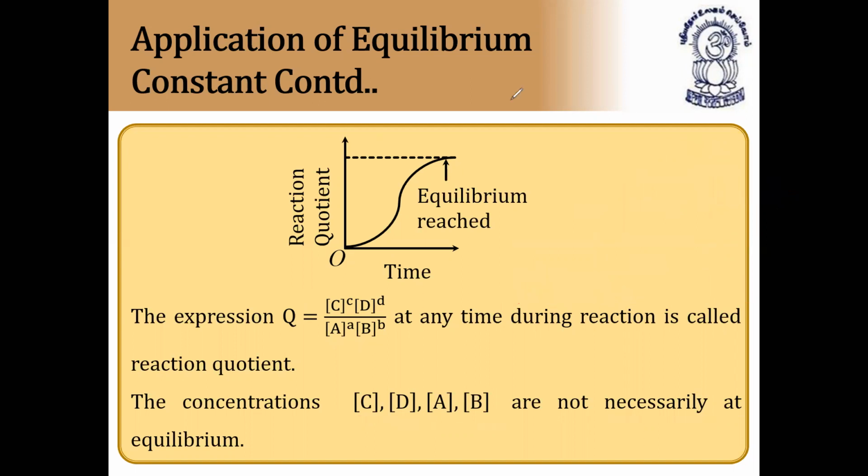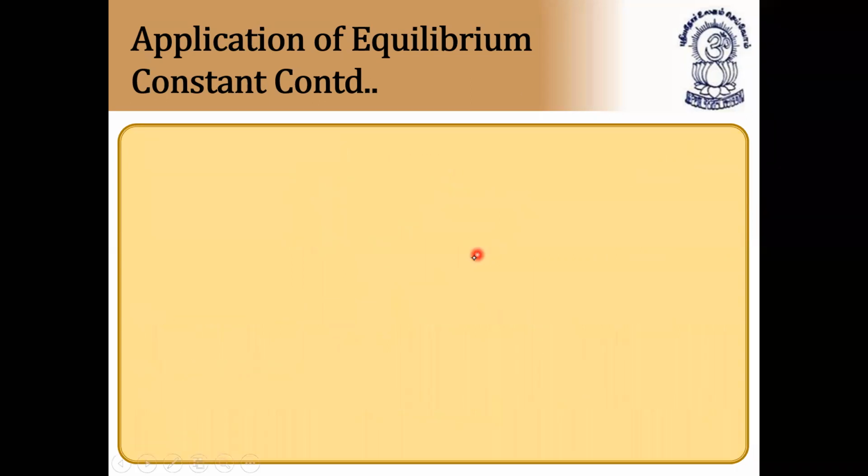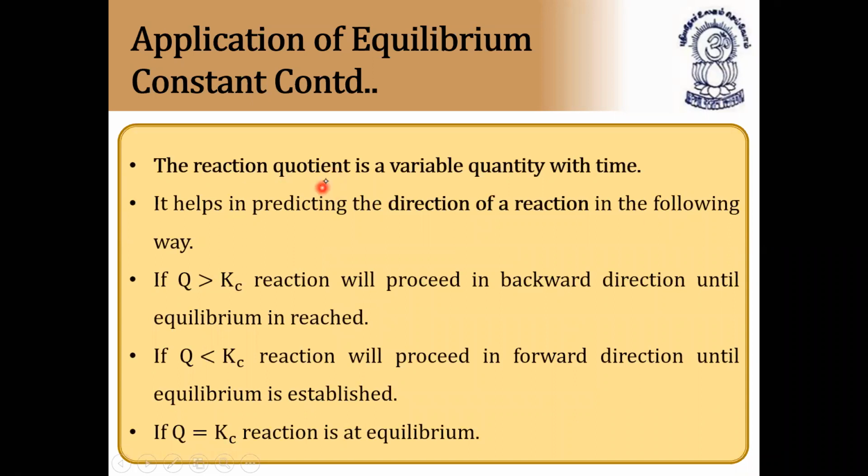Next, continuation. The reaction quotient is a variable quantity with time. It helps in predicting the direction of a reaction in the following way. These points are very, very important, because they will be asked in objective competitive exams.